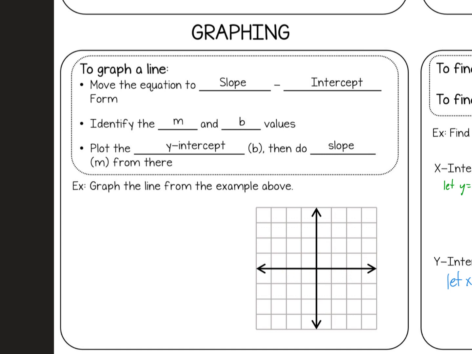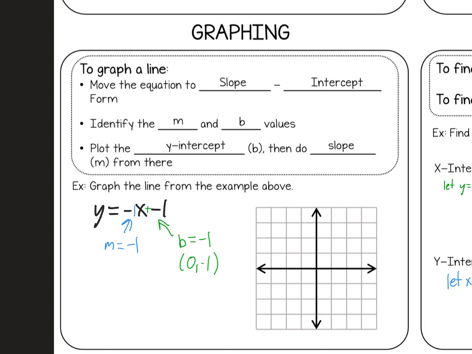Let's try the example. Graph the line from the example above. So the equation of the line was y equals negative x minus 1. The slope is the number in front of x. Since there's no number here, there's an understood 1, so our slope is negative 1. Our y-intercept is then whatever is added to x. Here, we're actually subtracting 1, so that's the same thing as adding a negative 1. Our b value for our y-intercept is then negative 1, so we are going to plot the point (0, -1).